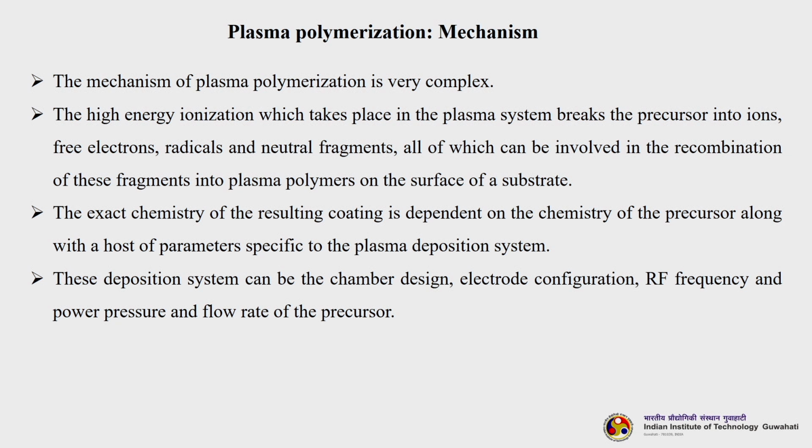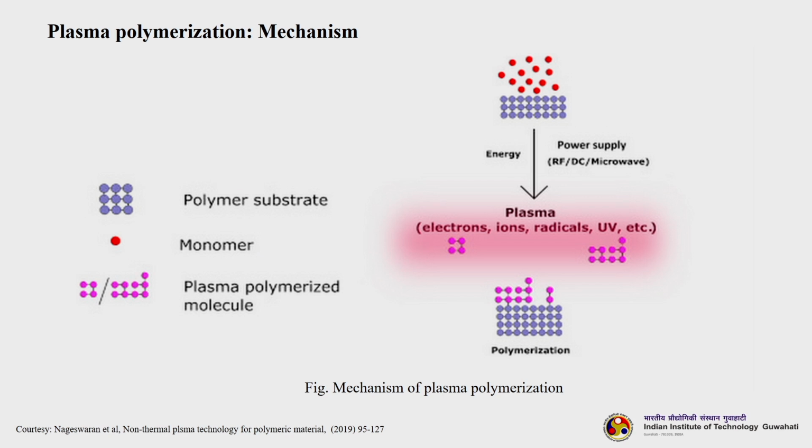The reason is that the precursor is getting fragmented into various types of things. It may be ions, it may be free electrons, radicals and some neutral fragments. So, that is the reason why the mechanism is very complex. So, students, this is one of the plasma polymerization mechanisms.